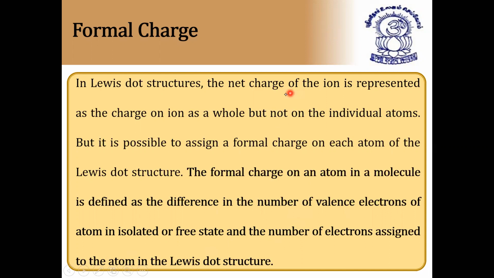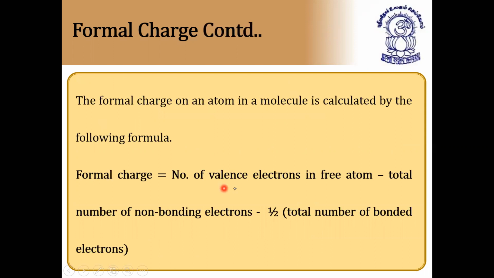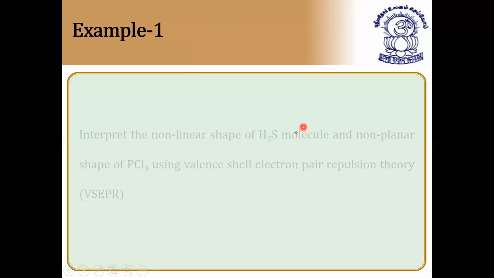I have shown you a simple formula in the previous examples. Formal charge equals the number of valence electrons in the central atom, minus the total number of non-bonding electrons, minus half of the total number of bonding electrons. Same thing we have done. I explained this in this session only. So this is the example for formal charge.